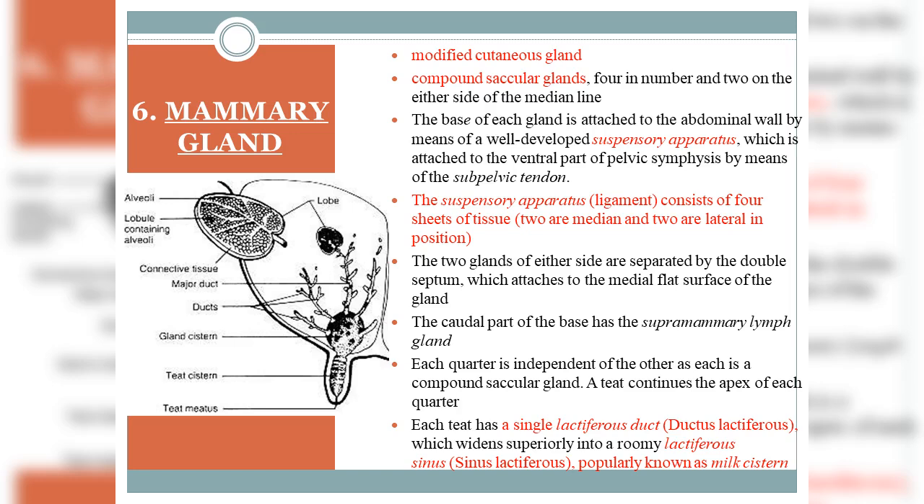The mammary gland is a modified cutaneous gland with compound saccular glands, 4 in number, 2 on either side of the midline. The base of each gland is attached to the abdominal wall by a suspensory apparatus, consisting of 4 sheets of tissue. The glands are separated by the double septum, which attaches to the medial flat surface of each gland. The caudal part of the base has the suprammary lymph gland. Each quarter of the gland has a single lactiferous duct, which opens into a lactiferous sinus, known as the milk cistern.